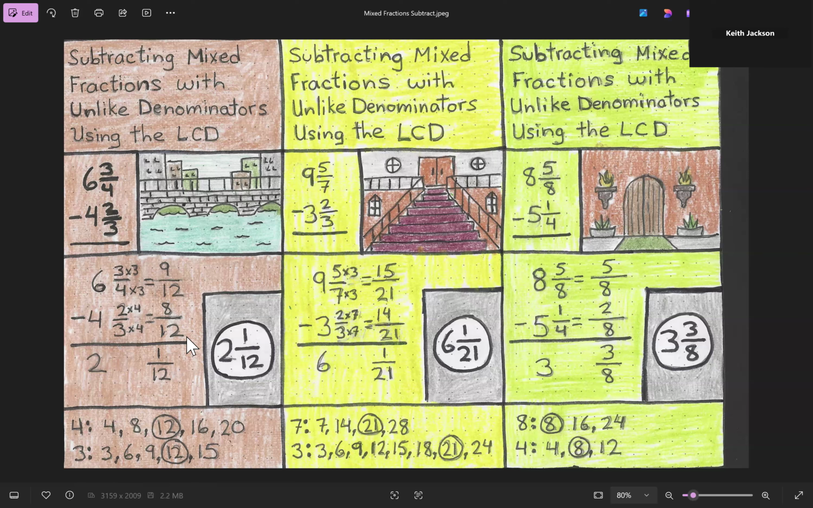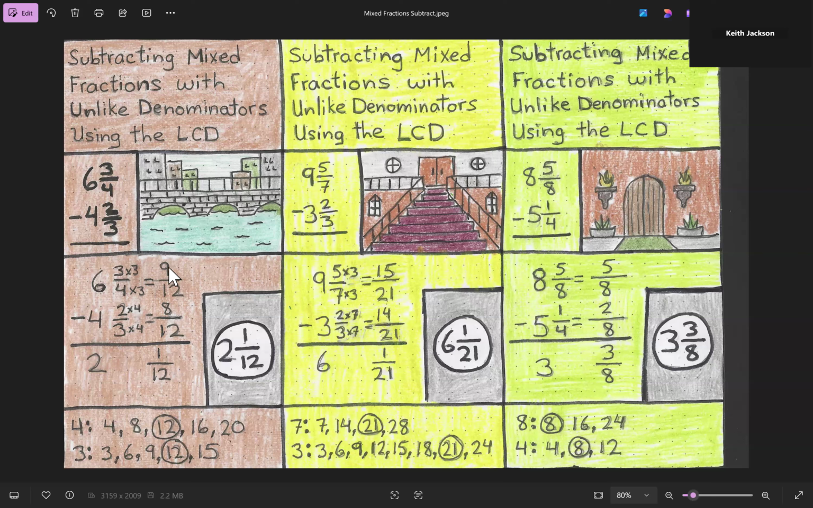When we do that, we know that 3 times 4 will give us 12, and whatever we do to the bottom, we do to the top, and 2 times 4 will give us 8, because we know that 2/3 is equivalent to 8/12. Let us do the same thing with 4 in the denominator. Multiplying it by 3 will give us 12, and whatever we do to the denominator, we do to the numerator. So 3 times 3 will give us 9, and 3/4 is equivalent to 9/12. And let us do our subtraction.